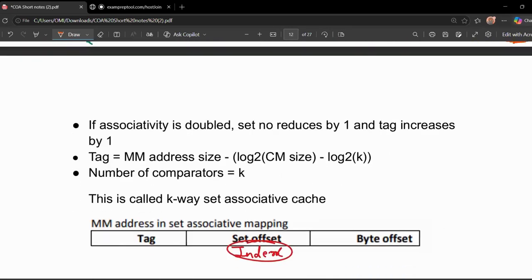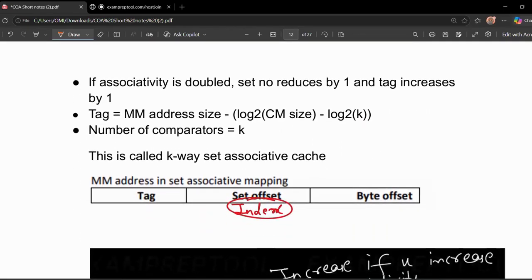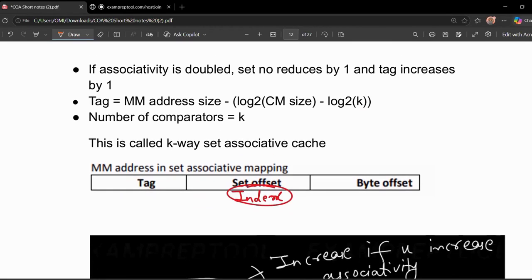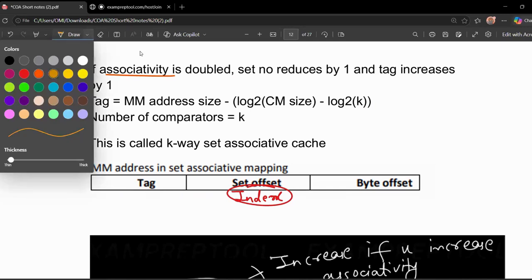Now, if associativity is doubled, the number of sets is reduced by one bit. So we'll see this point in a couple of minutes. Okay, so hold on to this point. We will see this. Now, how to find the tag?